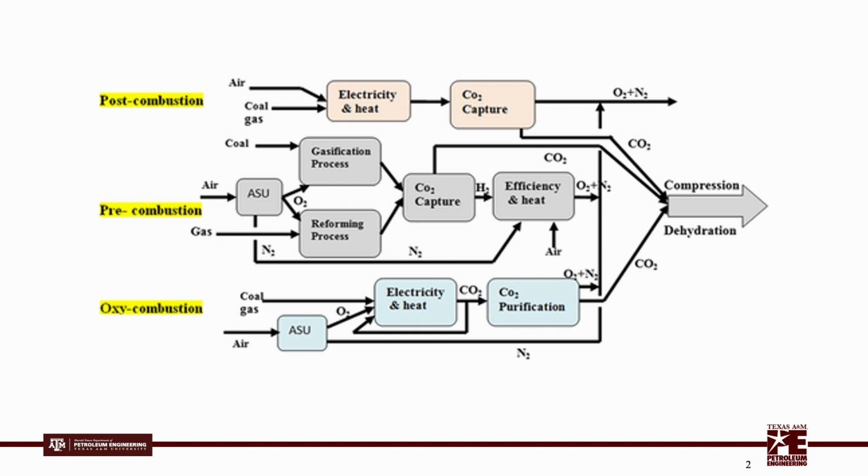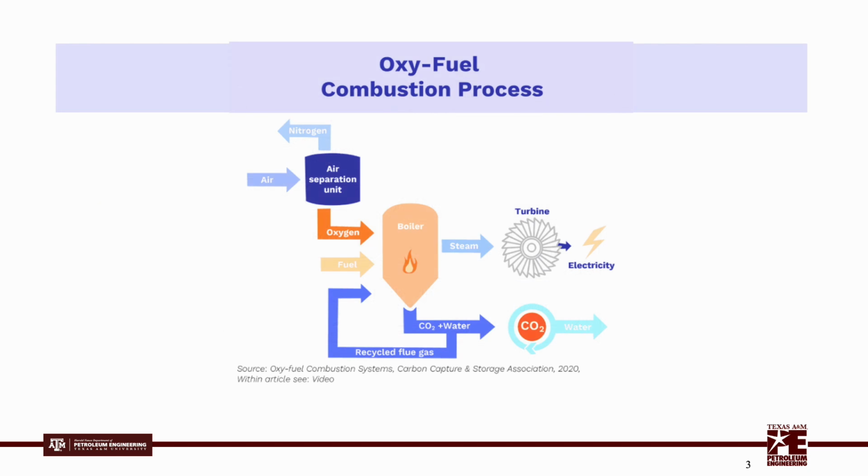There are three main methods for capturing the CO2 from fossil fuel combustion: post-combustion, pre-combustion, and oxy-fuel combustion. Oxy-fuel combustion is a fairly new approach to power generation. The process uses air that is stripped of other elements like argon and nitrogen until it's highly concentrated oxygen.